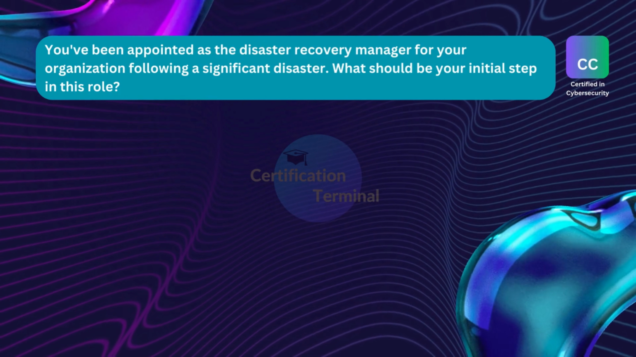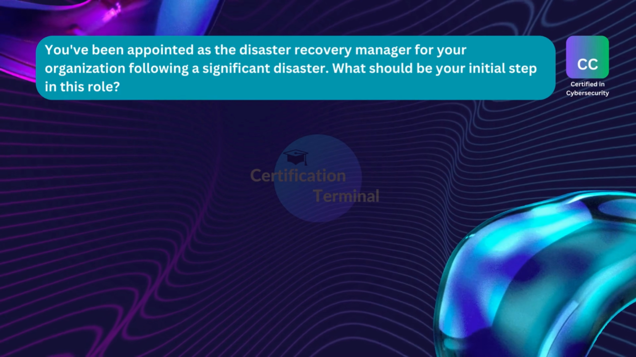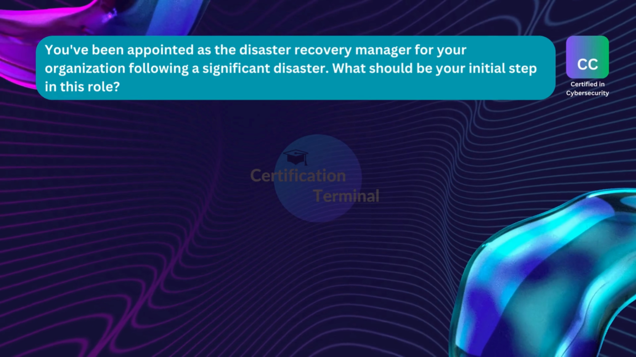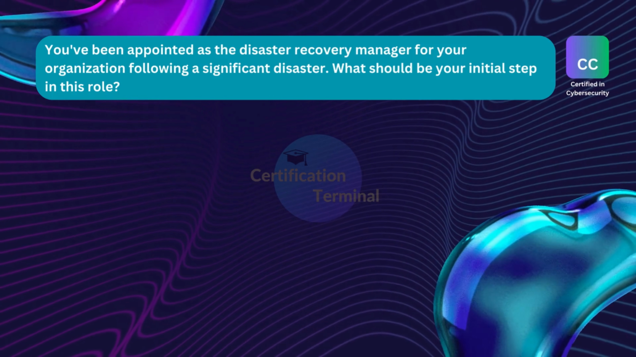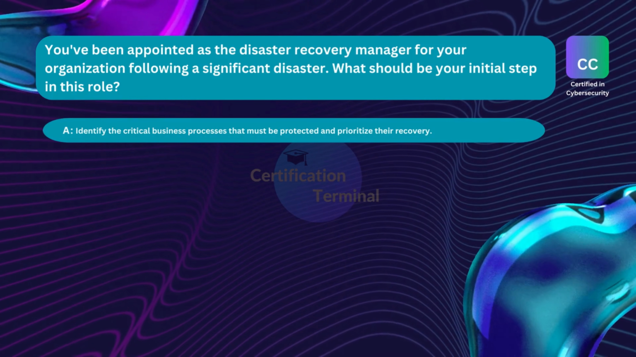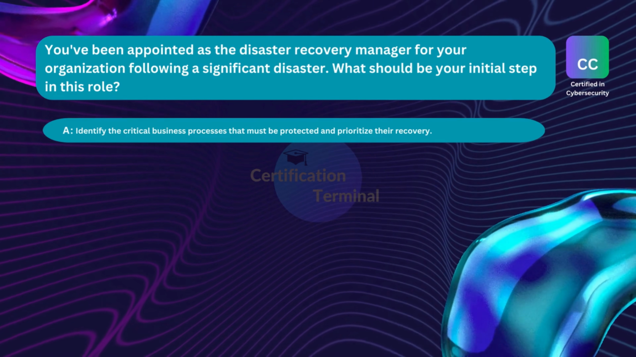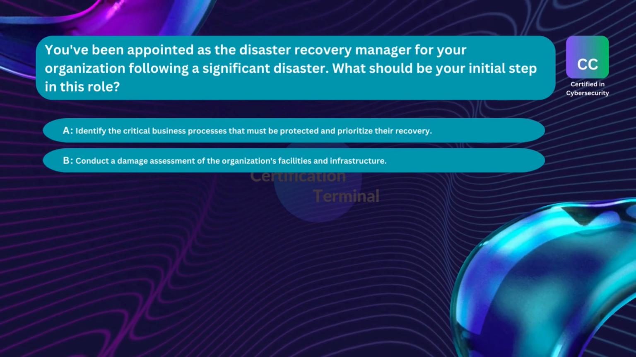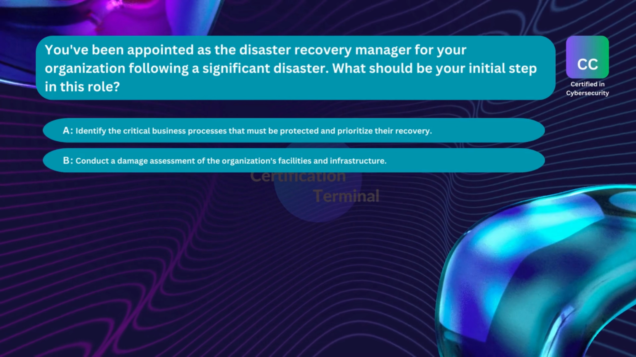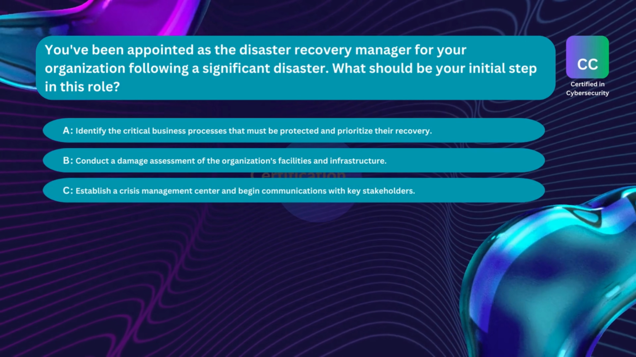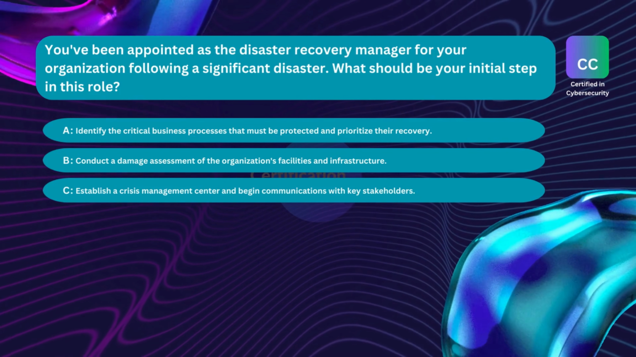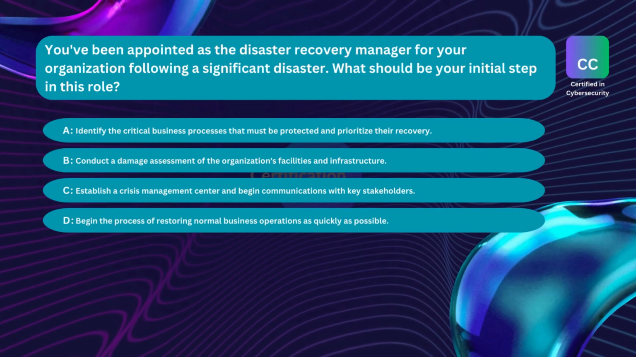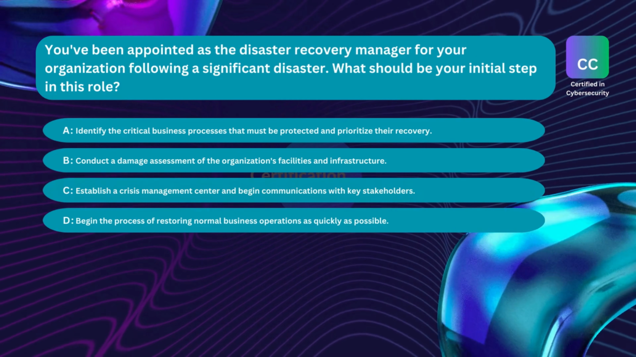Question number 17. You've been appointed as the disaster recovery manager for your organization, following a significant disaster. What should be your initial step in this role? Option A, identify the critical business processes that must be protected and prioritize their recovery. Option B, conduct a damage assessment of the organization's facilities and infrastructure. Option C, establish a crisis management center and begin communications with key stakeholders. Option D, begin the process of restoring normal business operations as quickly as possible.